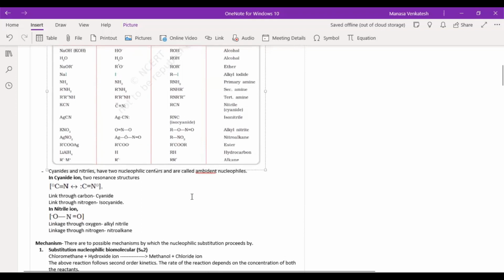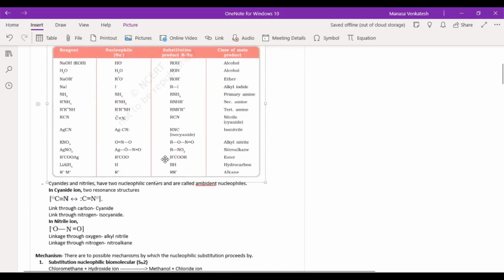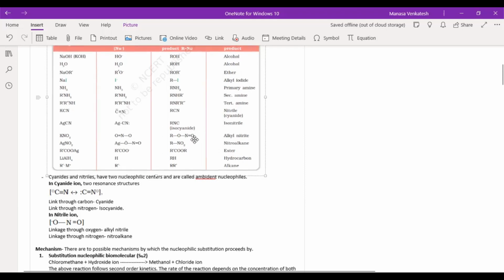In the case of cyanides, you have CN, which can either attach itself through the carbon, or it can attach through the nitrogen. And this leads to the formation of two different compounds, cyanides and isocyanides. These are called ambident nucleophiles because they have two nucleophilic centers.